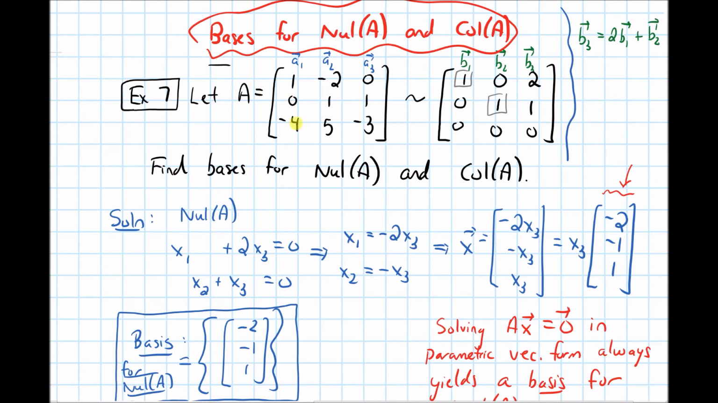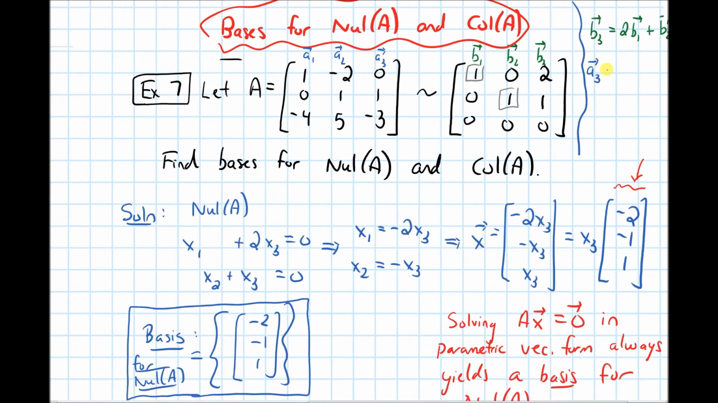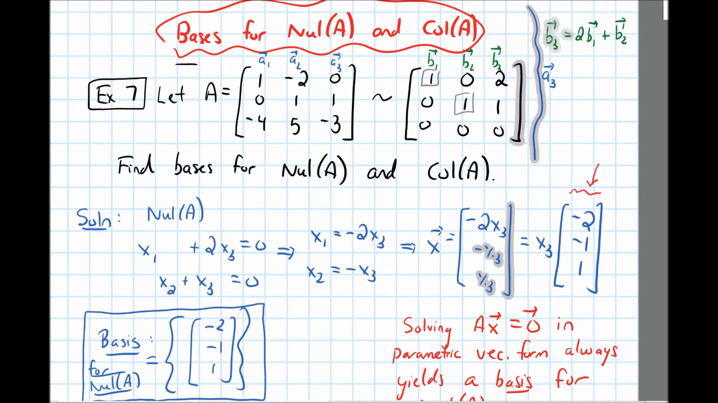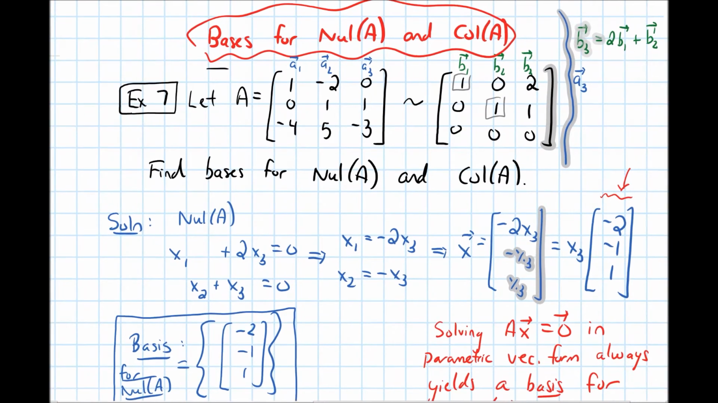If we look at the columns in the original matrix, it turns out the same linear dependence relation is satisfied. The third column is still 2 times the first column. Oops. Sorry, I just got shifted over. Let's shift it back. A3 is still 2 times the first column plus the second column. I'd encourage you to check that about the 3 columns of the original matrix.